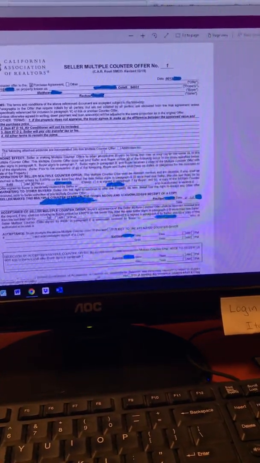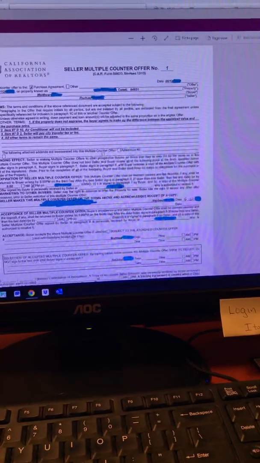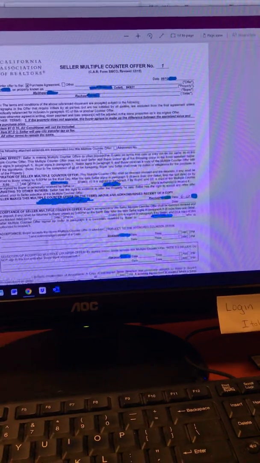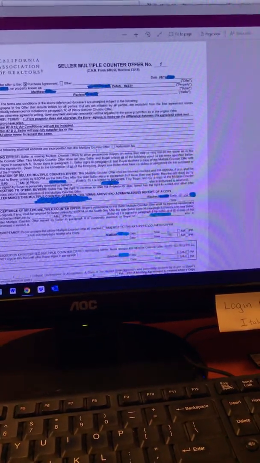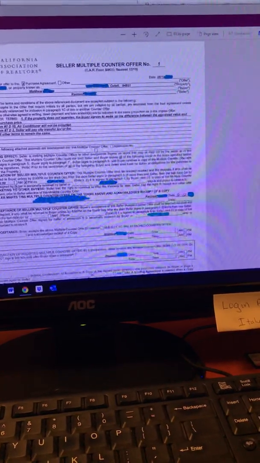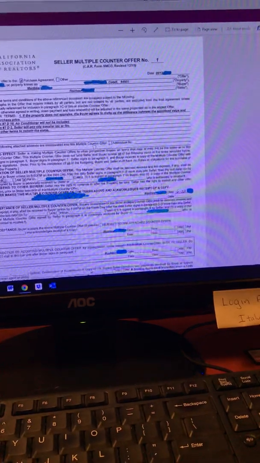And then if your buyer is going to accept, down here you have the buyer's name, have them sign, date, time, and you definitely want to get it back to that seller or seller's agent within the time before the expiration.